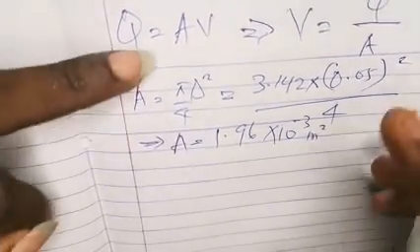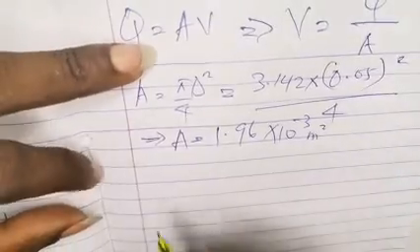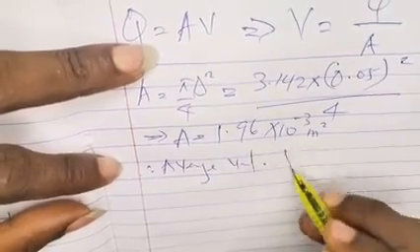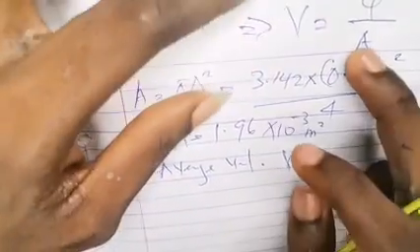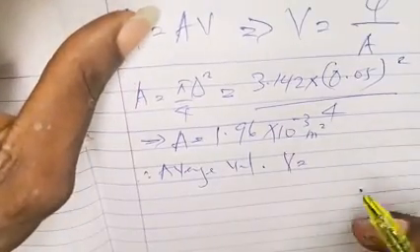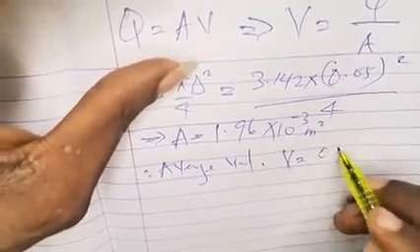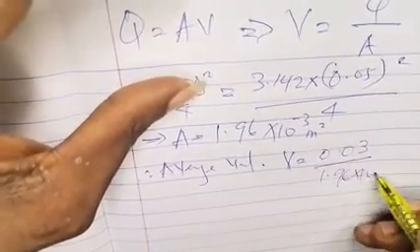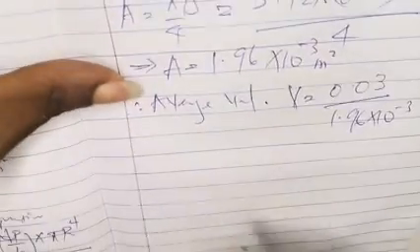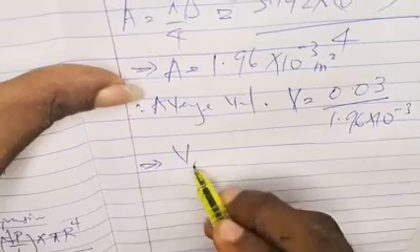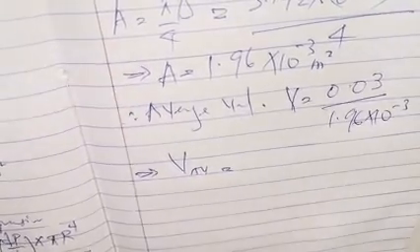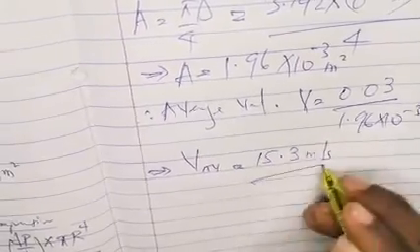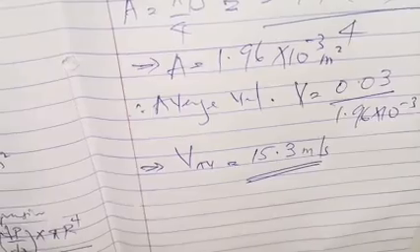So if we know the area, we can now find the velocity. Therefore, average velocity V is equal to discharge all over area. The discharge is 0.03, and the area is 1.96 by 10 to the power of minus 3. So this simply implies that the average velocity is equal to 15.3 meters per second. So this is the average velocity.